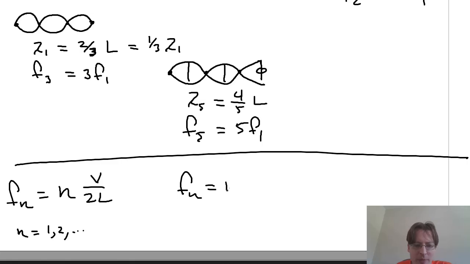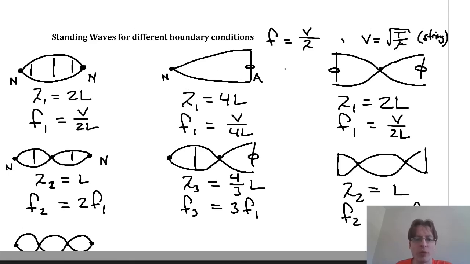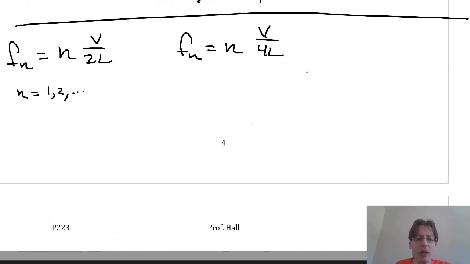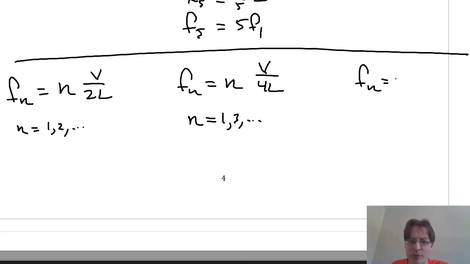In this case, they come out to be n times v over 4L. Remember, the fundamental one in this case had a wavelength that was 4 times the length of the string. So the fundamental one here is half the frequency as the node-node situation. And you have to skip the evens. So you go 1, 3, 5. It's only odds. And then the third case was if it was antinode-antinode. In that case, it's exactly the same as in the node-node situation. It looks different, the waves look different, but same frequencies.